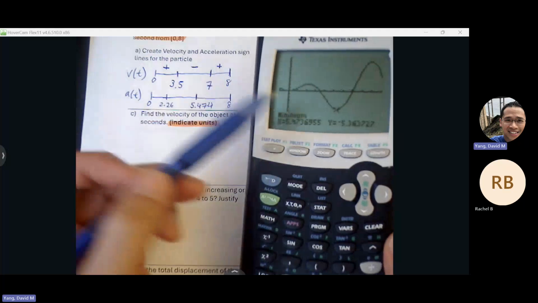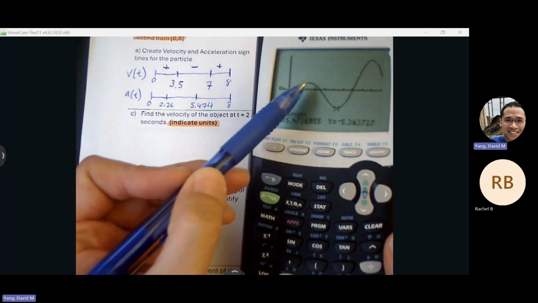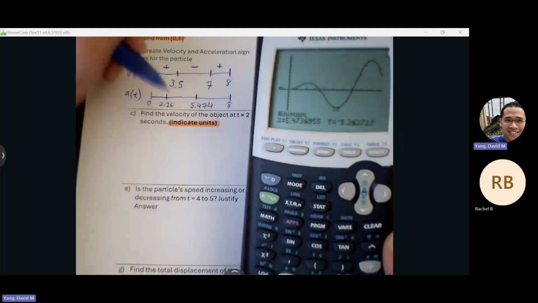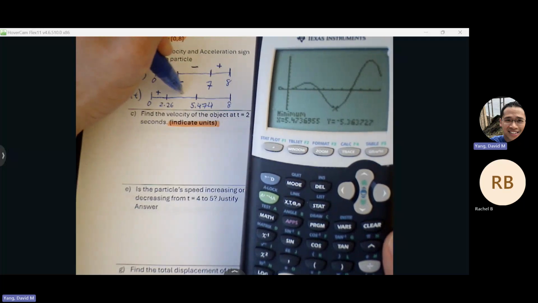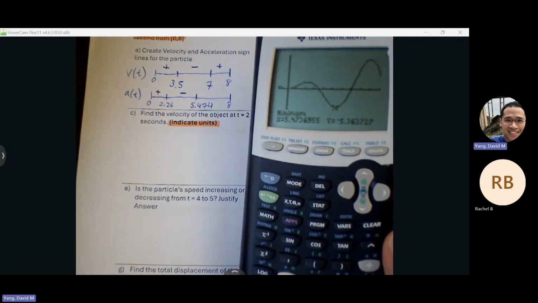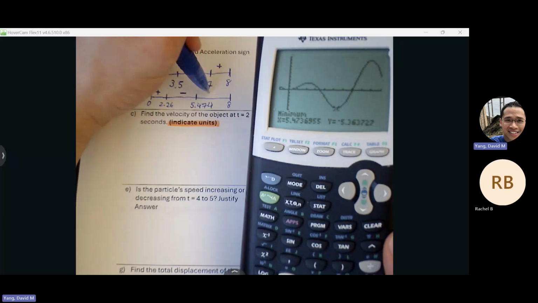Okay, acceleration is the slope of velocity. So let's look at the slope here between 0 and 2.2. Positive slope, that means positive acceleration. 2.6 to 5.4, negative slope, that means negative acceleration. 5.4 to 8, positive slope.